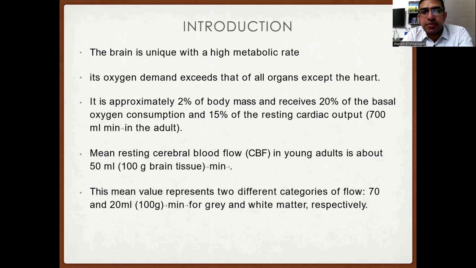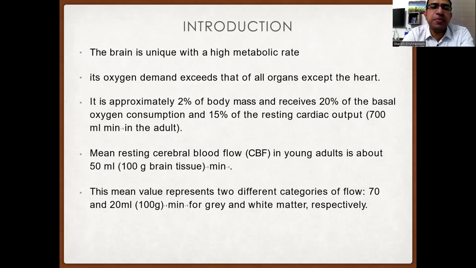So why is the brain very important? Because it has a high metabolic rate, and the oxygen demand of the brain is more as compared to all of the other organs. And it contains just 2% of the body mass, but it receives 20% of the oxygen consumption and 15% of the resting cardiac output. That is about 700 ml per minute in the adult.